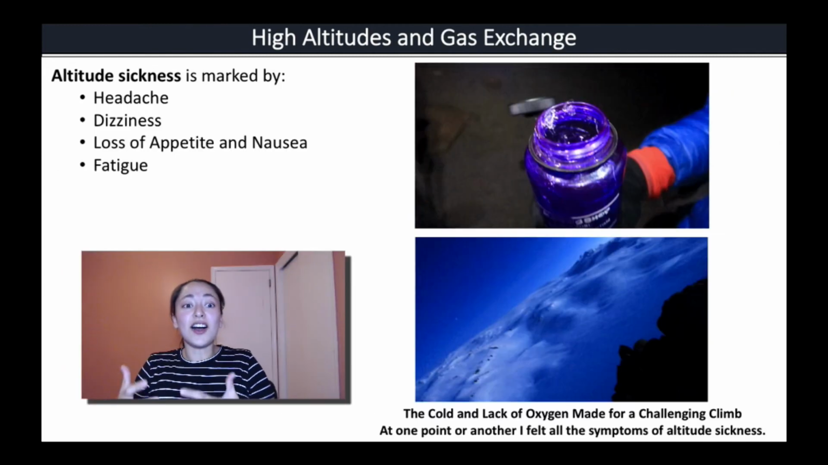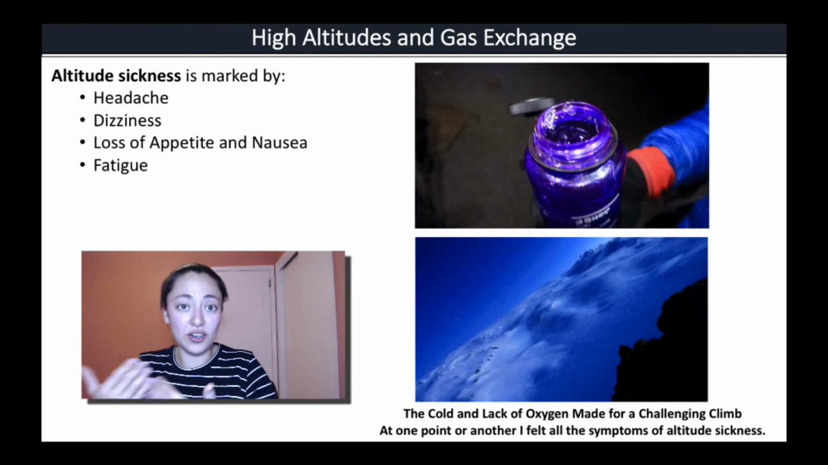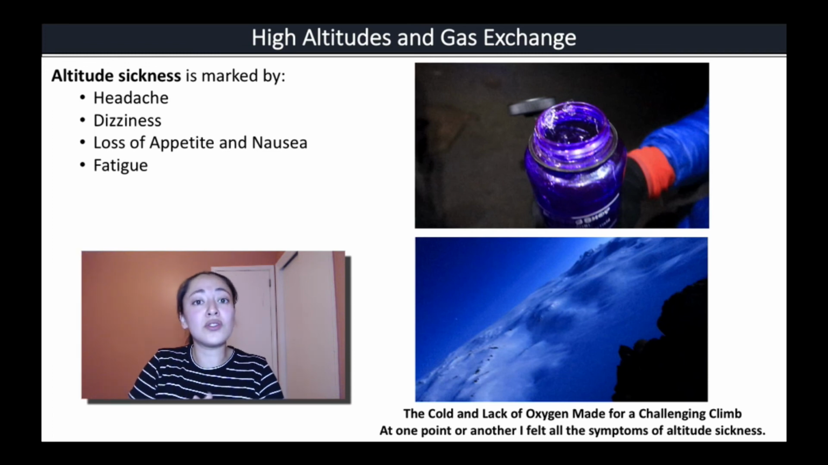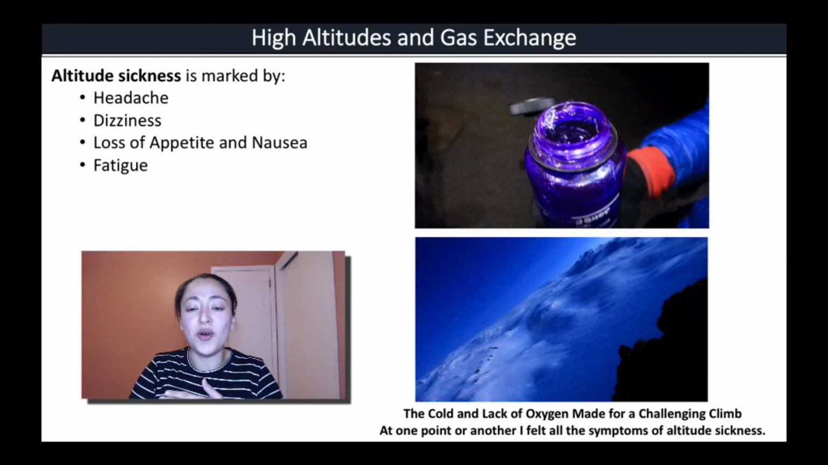The effects of having less oxygen in your blood due to climbing altitude like that can lead to what's called altitude sickness, where you start feeling headaches, dizziness, a loss of appetite, very nauseous, and just a lot of fatigue. And trust me, I felt every single one of those side effects when I was climbing Kilimanjaro. There were multiple times where I was like, I just don't think I can do this. But we made it. I made it to the top. It was not easy for me. I just definitely think the altitude is what got to me the most.